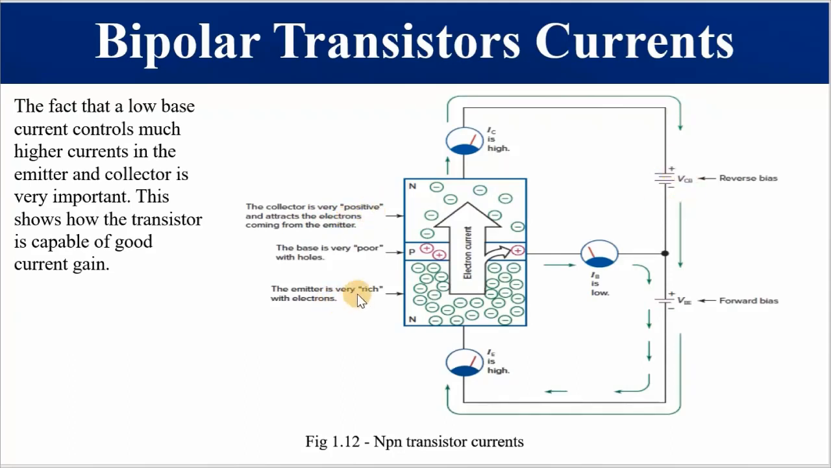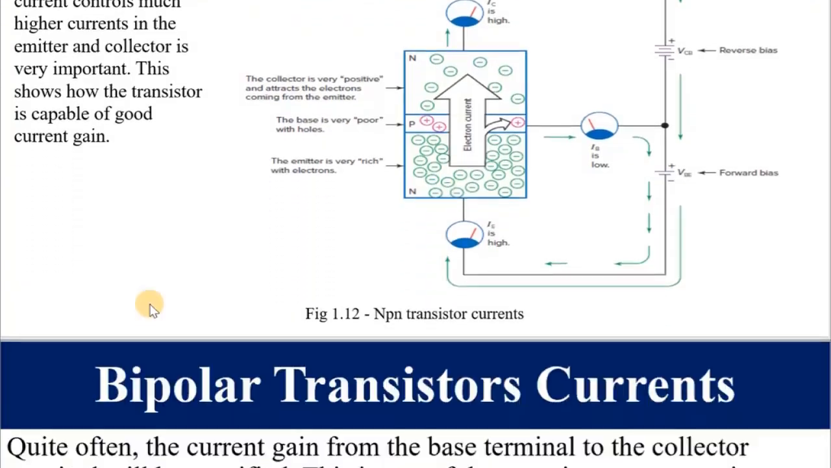The emitter is very rich with electrons. Why? Because it is heavily doped. The base is very poor with holes. Hence, there is little recombination. As you can see, base current is flowing this direction. Collector current is flowing this direction. So, emitter current is flowing in this direction, away from the transistor.